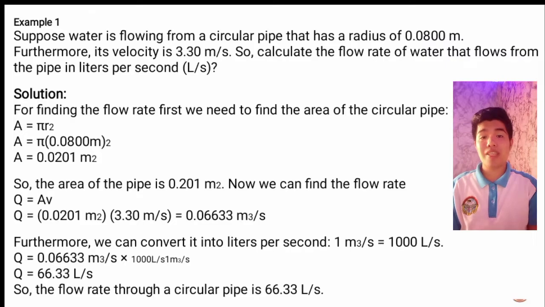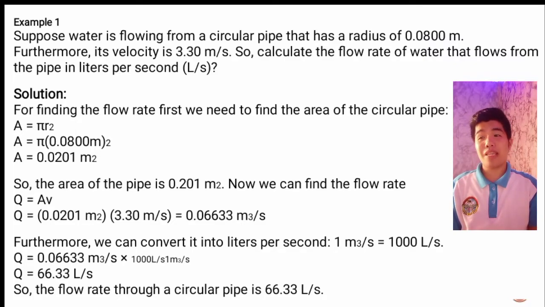So now, pupunta na tayo sa example number 1. Suppose water is flowing from a circular pipe that has a radius of 0.0800 meter. Furthermore, its velocity is 3.30 meters per second. So the question is: calculate the flow rate of water that flows from the pipe in liters per second.